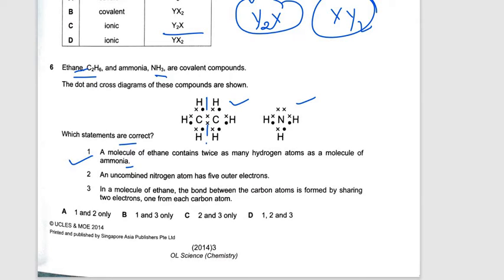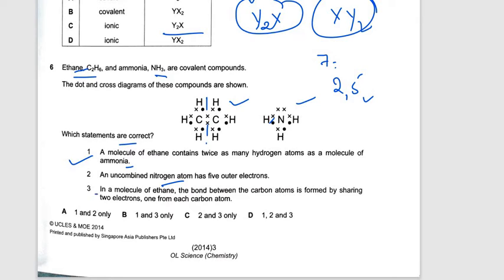And uncombined nitrogen has 5 outer electrons. How is it possible? Let's count it down. If you have an uncombined nitrogen atom, it will have 5 outer electrons. Nitrogen has 7 electrons, so it's 2 and 5. So that is also correct then.